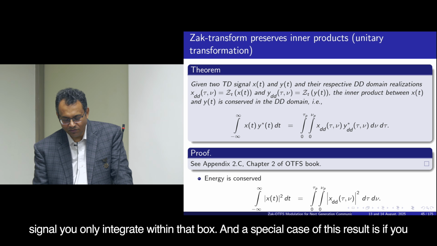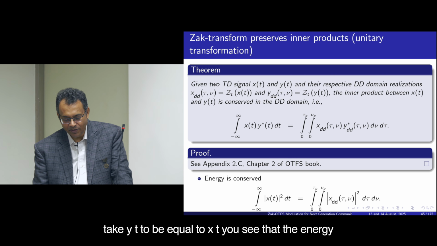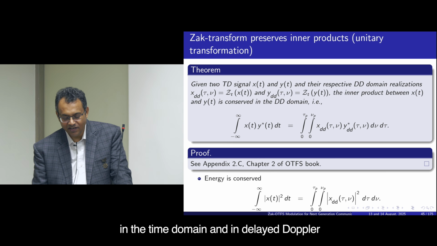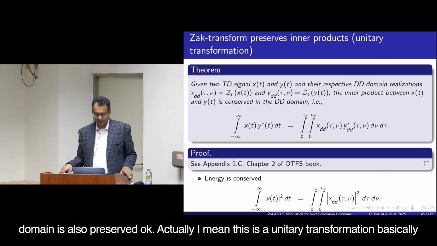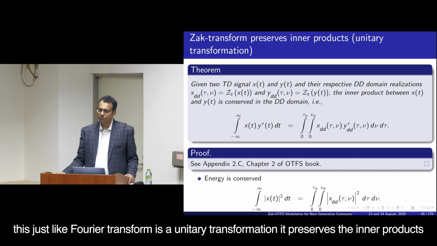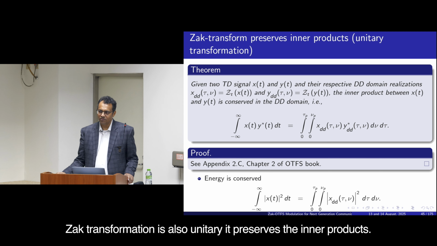And a special case of this result is if you take y(t) to be equal to x(t), you see that the energy in the time domain and in the delay-Doppler domain is also preserved. Okay. Actually, this is a unitary transformation. Basically, just like the Fourier transform is a unitary transformation, it preserves the inner products, the Zak transformation is also unitary, it preserves the inner products.